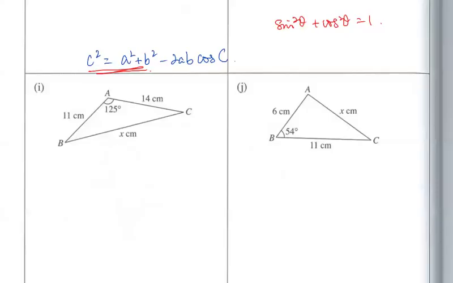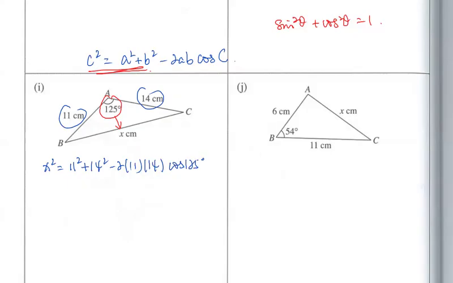So to use the cosine rule, you have to first identify the angle and the side opposite to that angle. This is my angle, 125, opposite is x. So this is my C. You can think of it that way. So my equation will look like this: x squared equals 11 squared plus 14 squared minus 2 times 11 times 14 cosine 125 degrees. Really you just key this whole string into your calculator and you're done. x is 22.2. Remember to square root.